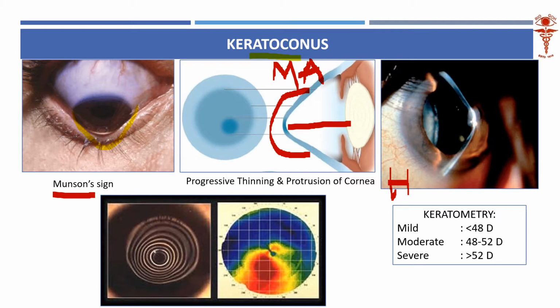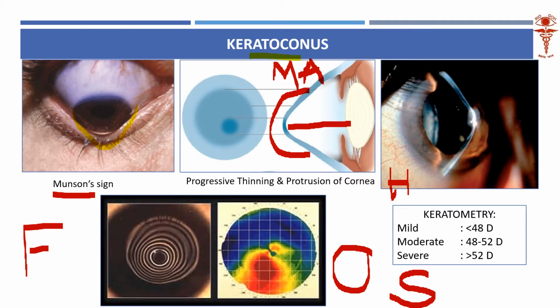At the base of the cone there will be a Fleischer's ring. A Fleischer's ring is an iron pigmented ring which will be present at the base of the keratoconus cone. In keratoconus, if you look at the fundus, you will see an oil droplet sign. You will see an oil droplet in the fundus. And if you do retinoscopy, you will get a scissoring reflex on retinoscopy.